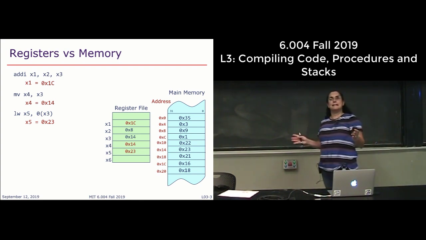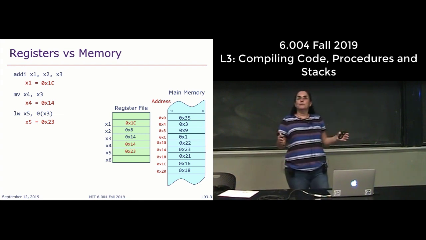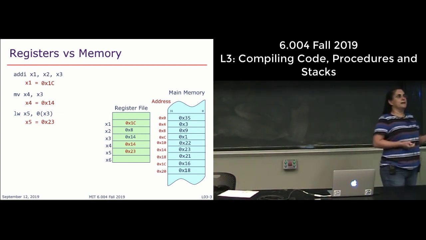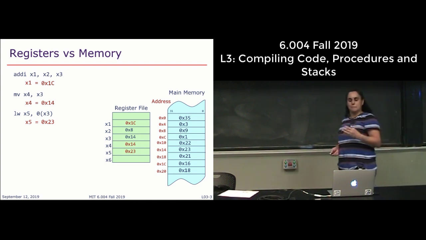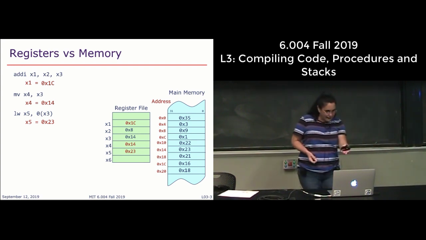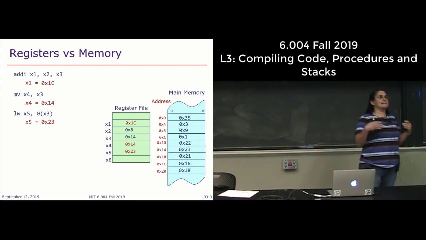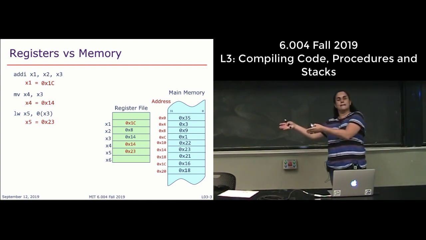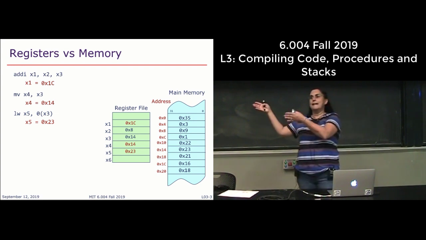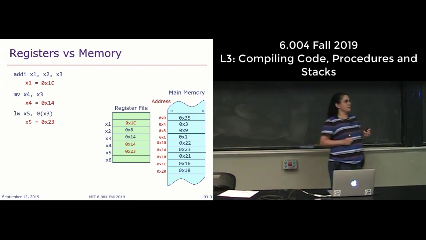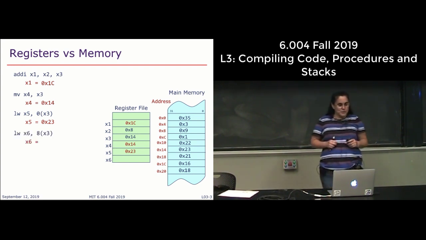Does everybody see how that's different from a move operation where we're just copying the value of one register to another? When you're doing a load, you're not copying the contents of X3 into X5. Instead, you're using that as the address, looking that location up in memory, and the value that's in memory at that location is what's being put into the register. Is that clear? Great. Okay, so just a couple others before we move on.